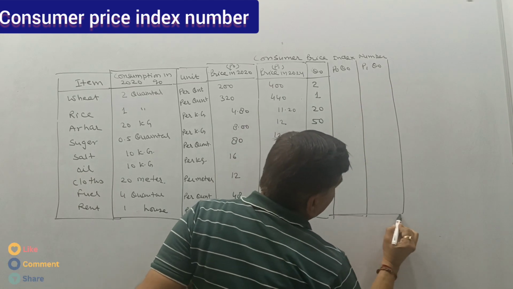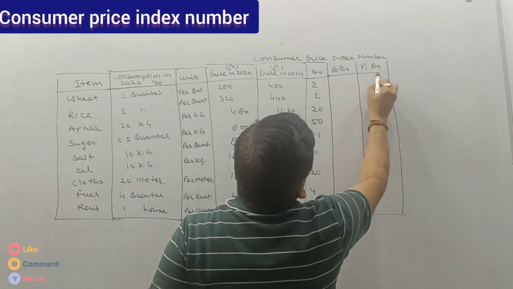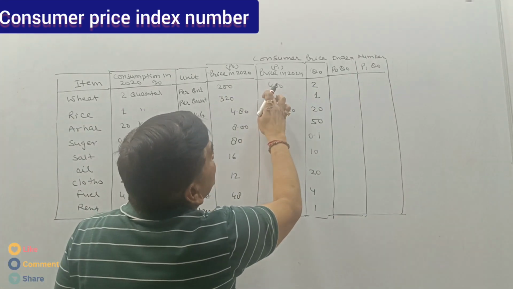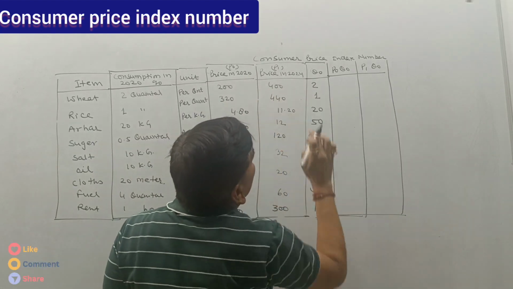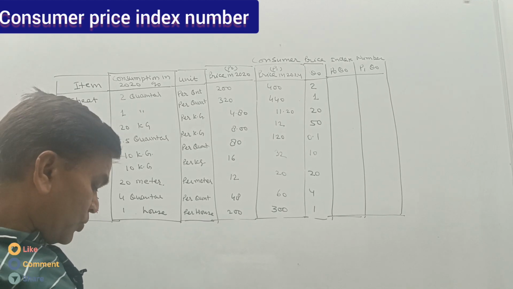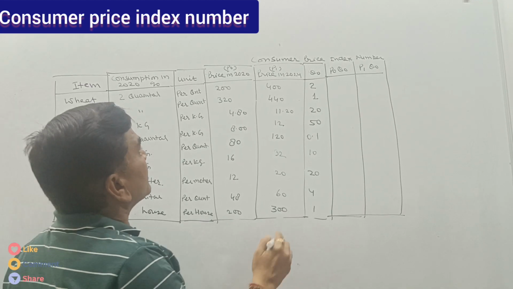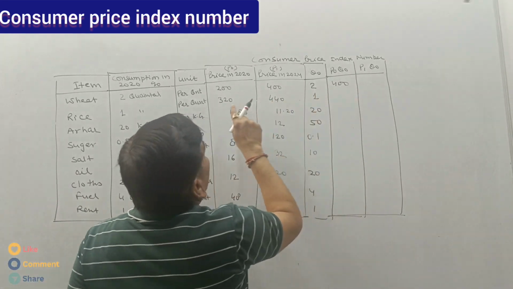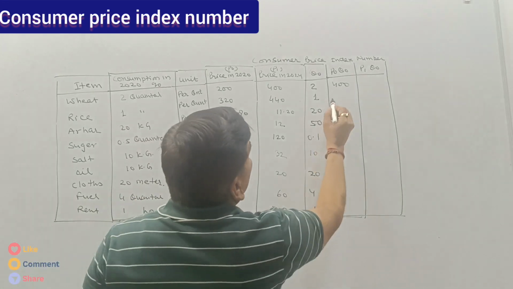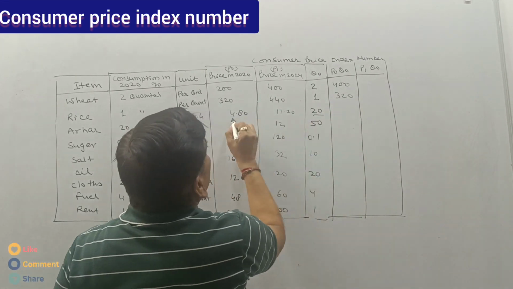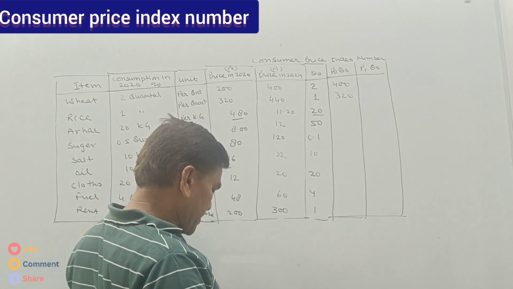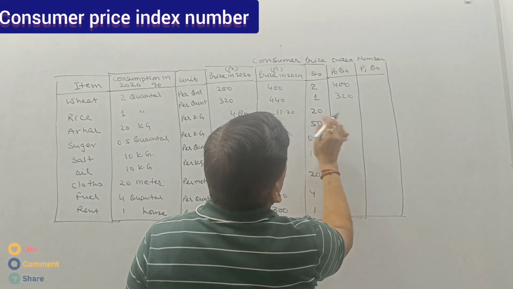Now we will require P0 Q0 and P1 Q0. For getting the simple aggregative method, we require two things. First one, P1 Q0. So this is P1, this is Q0, and this is P0 Q0, and this is P1 Q1. Firstly we will calculate the value of P0 Q0. So 200 multiplied by 2, that is 400. 320 multiplied by 1, that is 320. Next 20 multiplied by 4 rupees 80 paisa, consumption is 20, so 96.